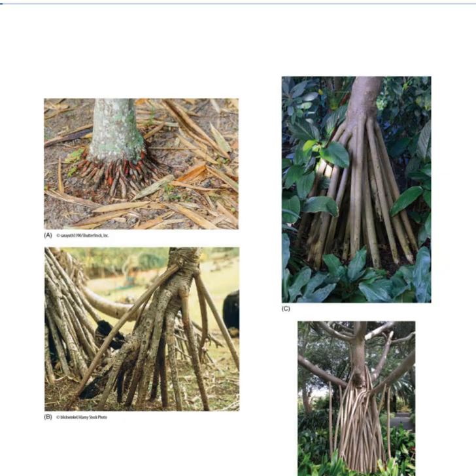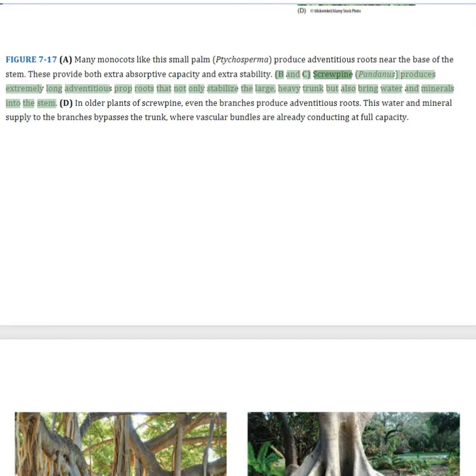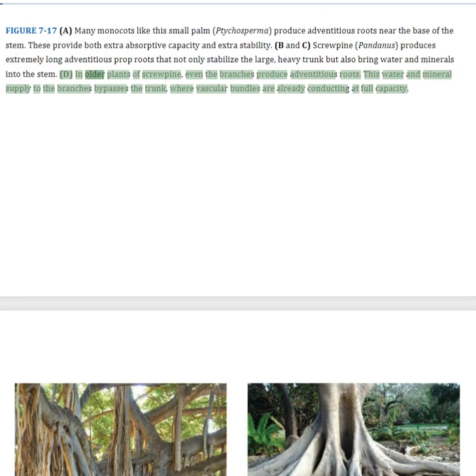Figure 7.17. Many monocots like this small palm produce adventitious roots near the base of the stem. These provide both extra absorptive capacity and extra stability. Screw pine produces extremely long adventitious prop roots that not only stabilize the large, heavy trunk but also bring water and minerals into the stem. In older plants of screw pine, even the branches produce adventitious roots. This water and mineral supply to the branches bypasses the trunk, where vascular bundles are already conducting at full capacity.